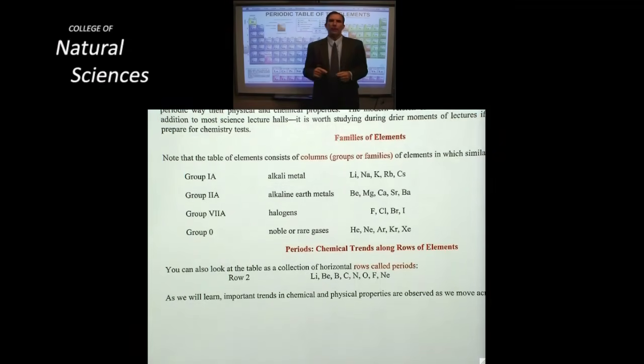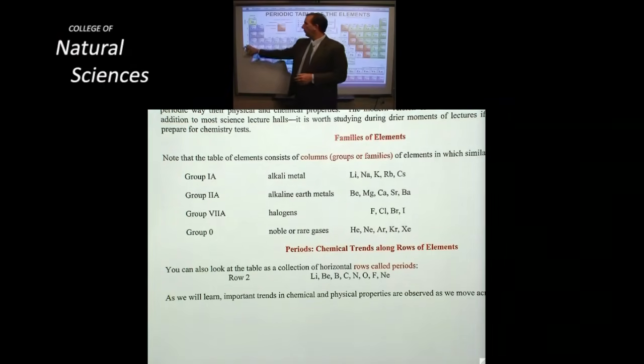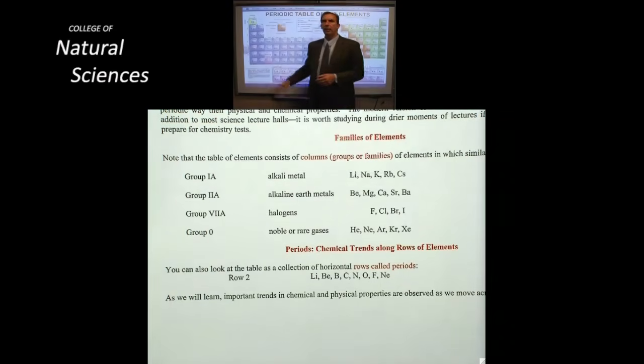I want to speak now about the idea of periodic trends. We'll be discussing periodic trends in great detail when we finish studying quantum mechanics and learn specifically where the electrons are. But we know enough at this particular point in terms of understanding a periodic table to be able to say, you know what, on this far left-hand side of the periodic table here, these species typically tend to form cations. They typically tend to lose electrons.